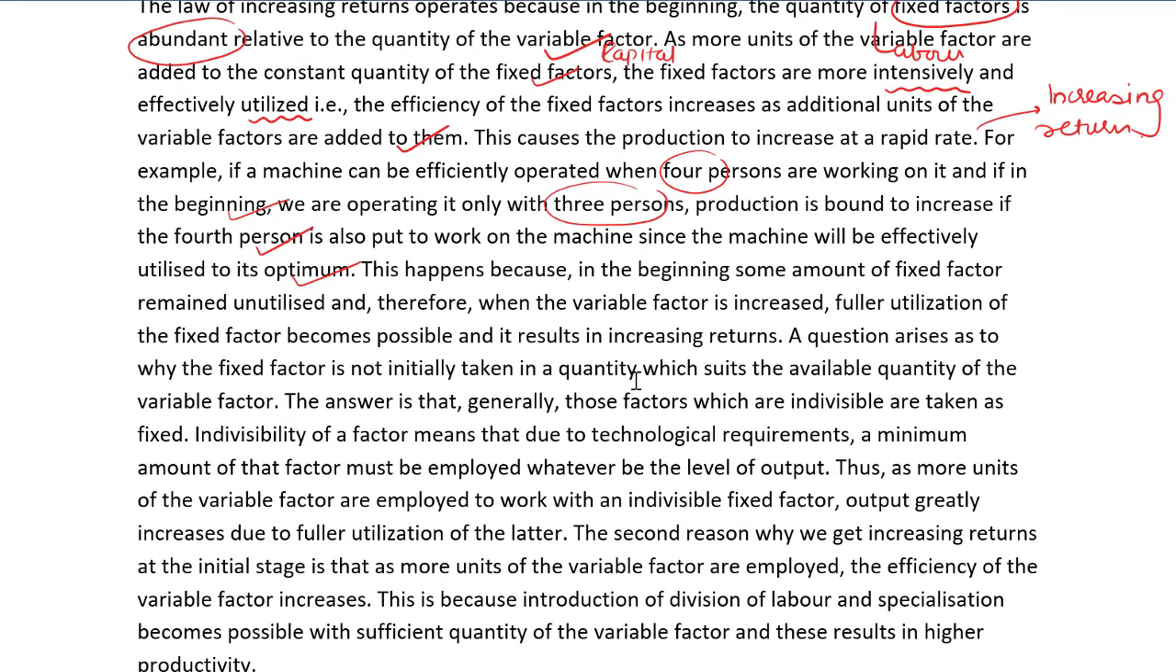This happens because in the beginning some amount of fixed factor remains unutilized, and therefore when the variable factor is increased, fuller utilization of the fixed factor becomes possible, and as a result there is increasing return. A question arises as to why the fixed factor is not initially taken in the quantity which suits the availability of the variable factor. The answer is that generally those factors which are indivisible, which you can't divide, are taken as fixed factor, like a large machine.